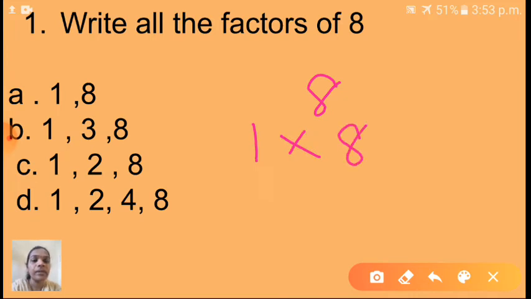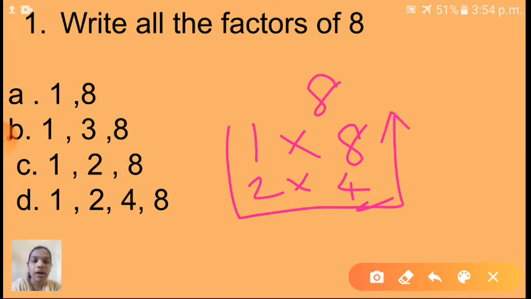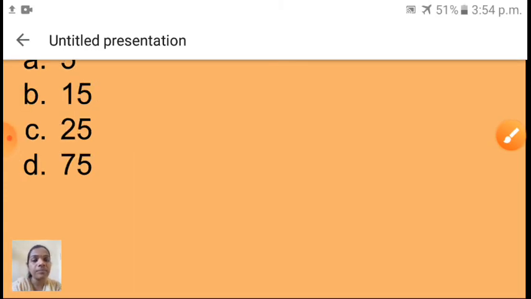Yes, 8. Just you have to write like this. 1 into 8. 8 will come in which table? As a multiple we have to check. So 1 into 8. Next one is what? Yes, 2 4s are 8. So in 3's table it will not come. 4th table it will come. So already I have written here. So these all 4 numbers are factors of 8. So 1, 2, 4 and 8. So here which option is correct? D. Understood, children? So already I told, now also I am telling how to learn by heart all the tables. Understood, children?